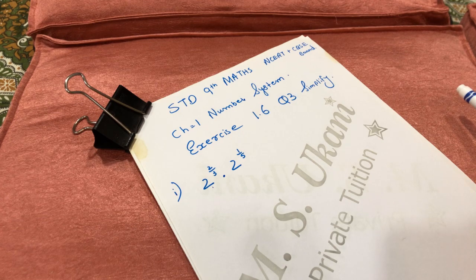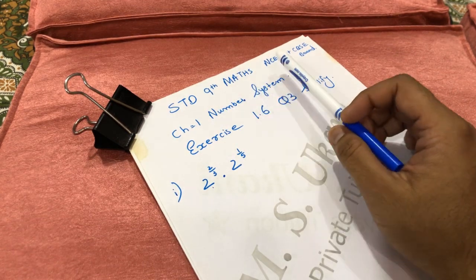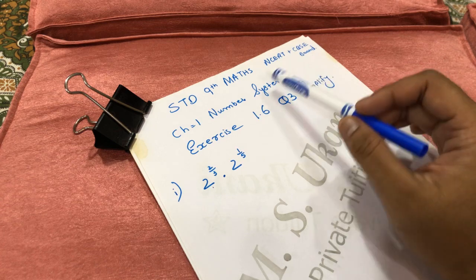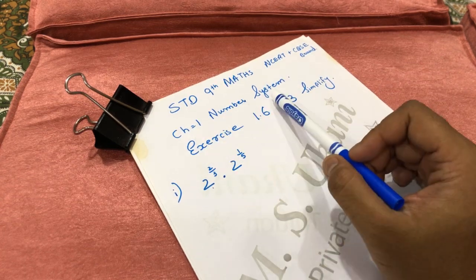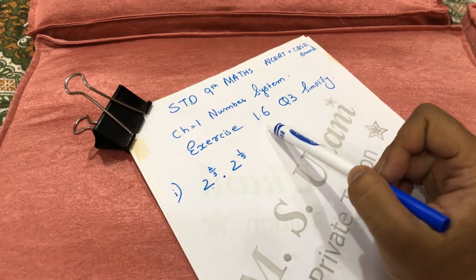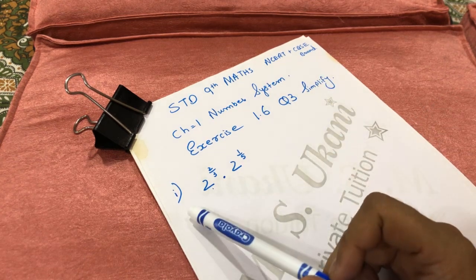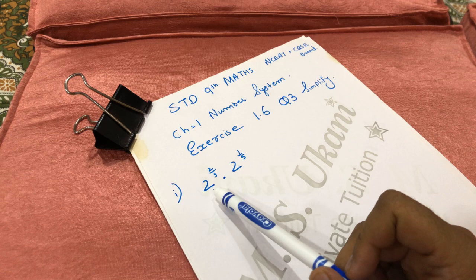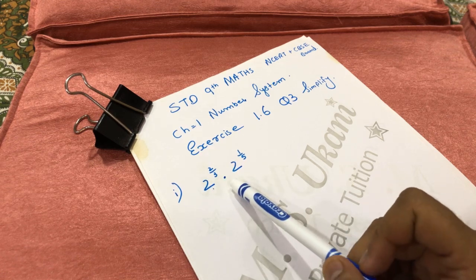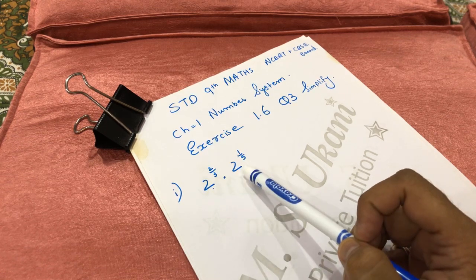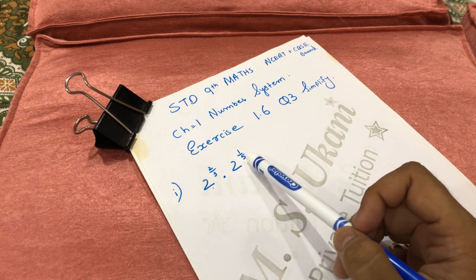So today we are going to study Standard 9 Maths NCERT plus CBSE Board, Chapter number 1 Number System, Exercise 1.6, question number 3, Simplify. So let us move to the first one: 2 raised to power 2 upon 3 multiplied by 2 raised to power 1 upon 5.